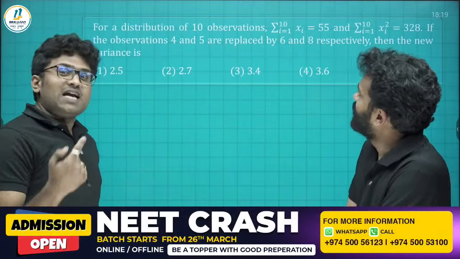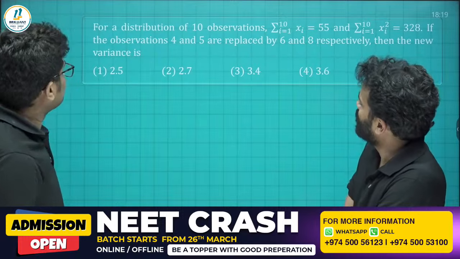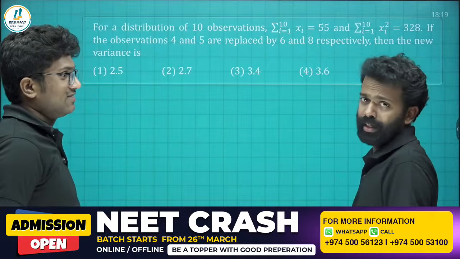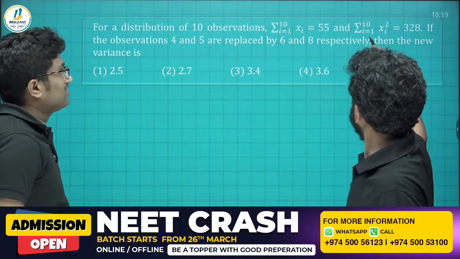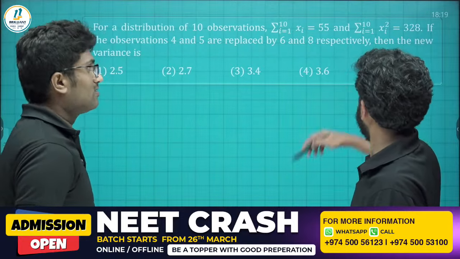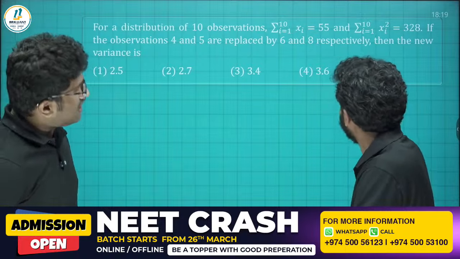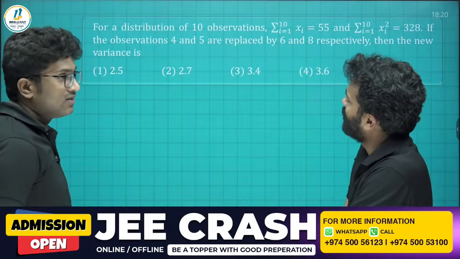So, a question again from statistics. For a distribution of 10 observations, it is given that the sum of xi from i equals 1 to 10 is equal to 55, and the sum of xi square from i equals 1 to 10 is equal to 328. If the observations 4 and 5 are replaced by 6 and 8 respectively, then the new variance is?